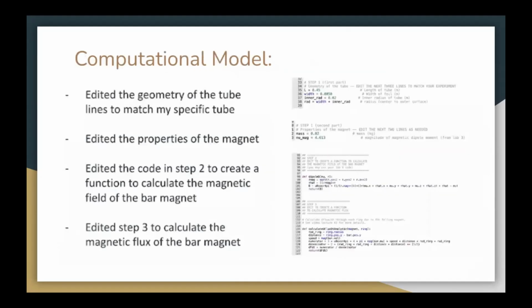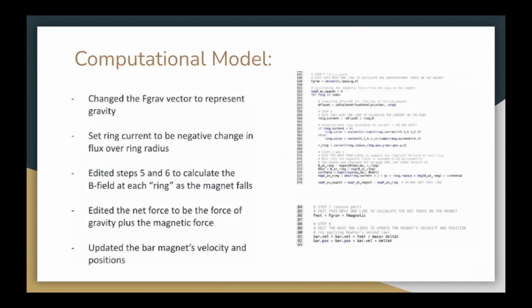For the computational model, I edited the geometry of the tube lines to match my specific tube. Then I edited the properties of the magnet, edited the code in step 2 to create a function to calculate the magnetic field of the bar magnet, and then edited step 3 to calculate the magnetic flux of the bar magnet. Continuing this computational model, I changed the F-grav vector to represent gravity, set ring current to be negative charge, and the flux over ring radius.